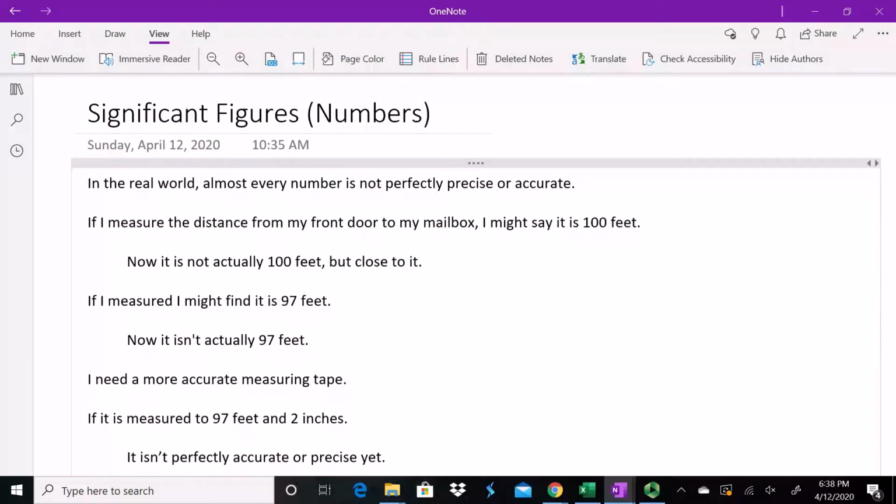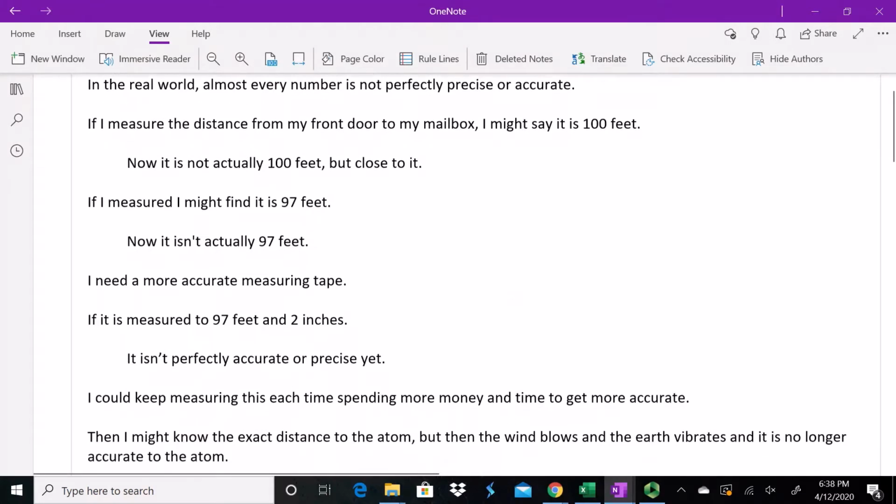So here's an example. If I measure the distance from my front door to my mailbox, I'd say it's about 100 feet. Now, it's not actually 100 feet. It might be close to that. So then I go and I find a measuring tape that measures in feet, and I go and measure, and it says 97 feet. Well, it's technically not 97 feet either. My tape measure wasn't very accurate. So I get a more accurate tape measure. This one would include inches. And I go measure it again, and I get 97 feet and 2 inches.